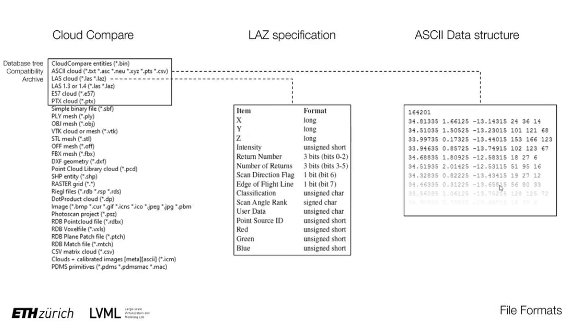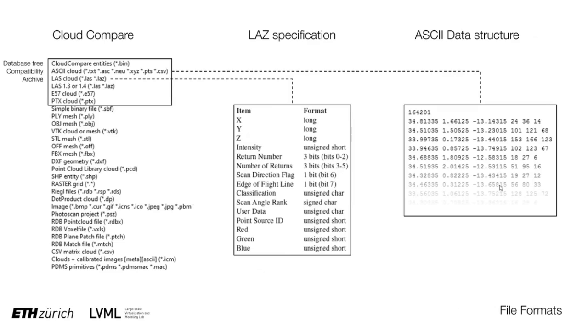There is the native format of CloudCompare, which is a BIN format. It's the one that you will be using to store the project temporarily. It's not an exchange format because it's only used by CloudCompare. So you need to use other formats to exchange with other software.